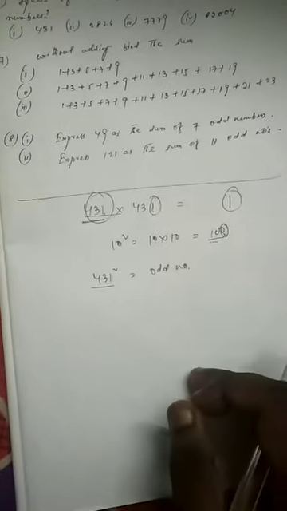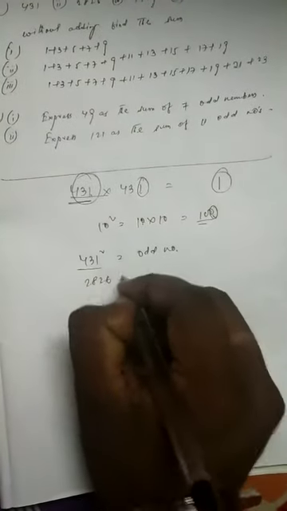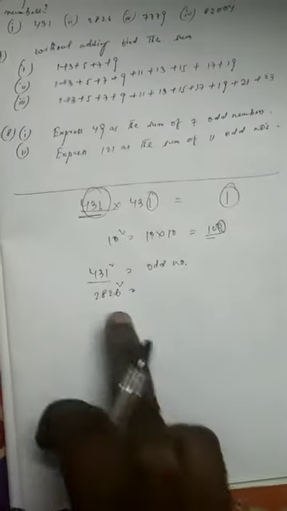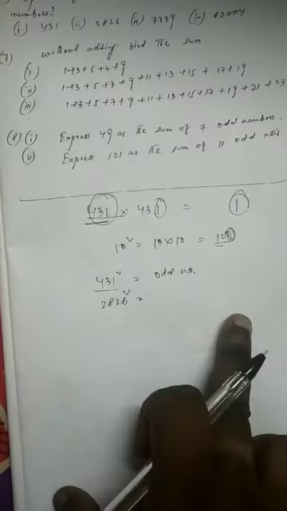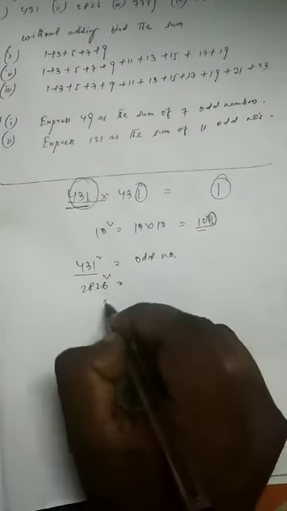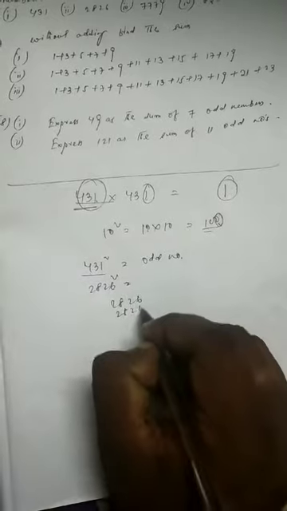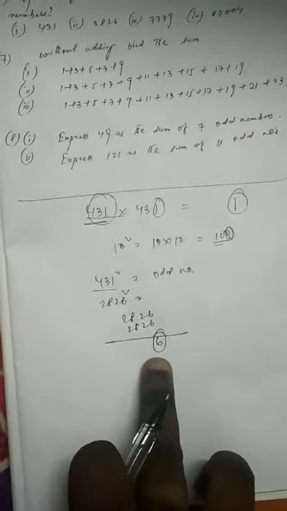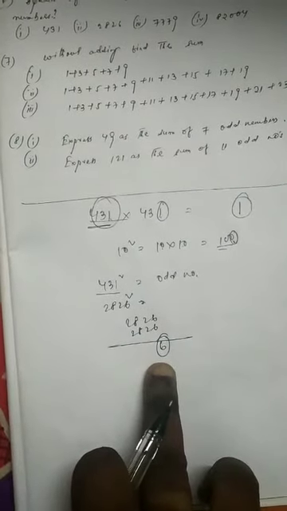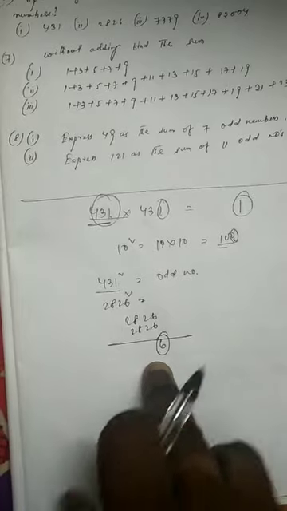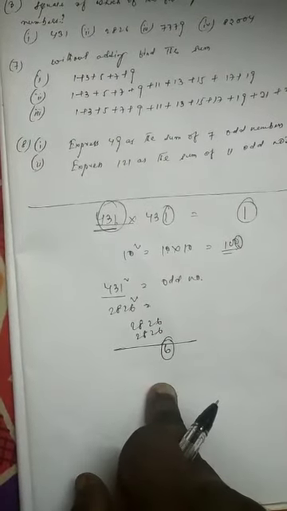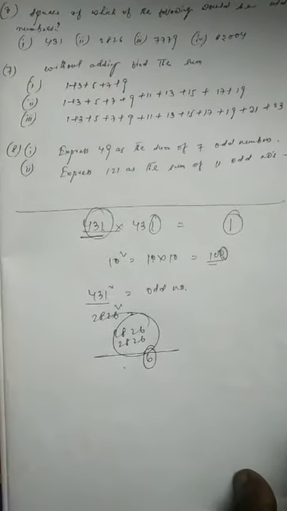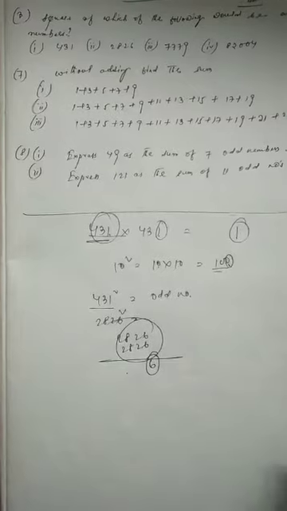Next number is 2826. In that particular number, if I find the square of 2826, the unit digit will be 6, because 6 sixes are 36. 6 will be in the unit place. So as we can see, 6 is in the unit place, and 6 is an even number. So the square of 2826 will be an even number.